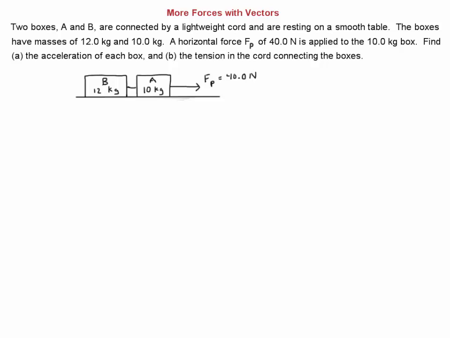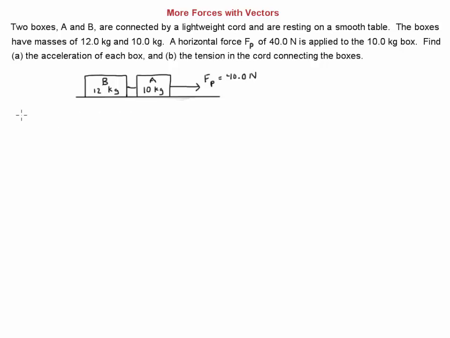We're going to do a problem now that helps demonstrate what happens when you have forces between two objects. Right here we've got two boxes A and B, which are connected by a lightweight cord and are resting on a smooth table. The boxes have masses of 12 kilograms and 10 kilograms. A horizontal force Fp of 40 newtons is applied to the 10 kilogram box. Find A, the acceleration of each box, and B, the tension in the cord connecting the boxes.